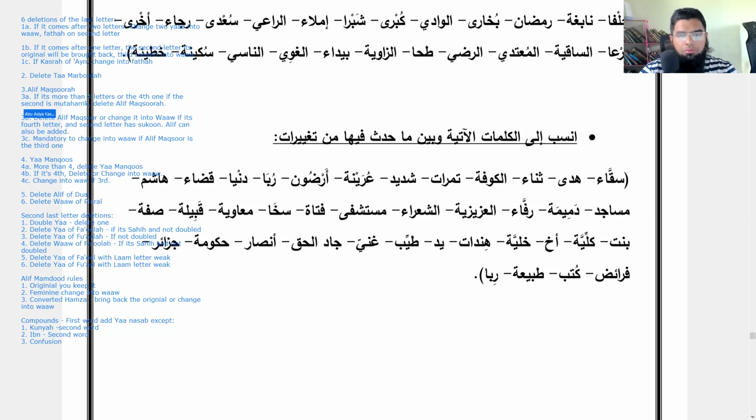Tamarat. Tamarati. Nothing here. Oh, you'll go back to the singular. Tamari. Because he said no plurals, you don't do that. You go back to dates. Shadid. This is fa'il rule, and the dal is double. Fa'il with lam letter weak, but lam letter is not weak. So shadidi. Because fa'il rule only applies if the last letter is weak.